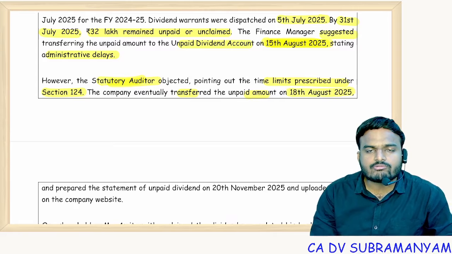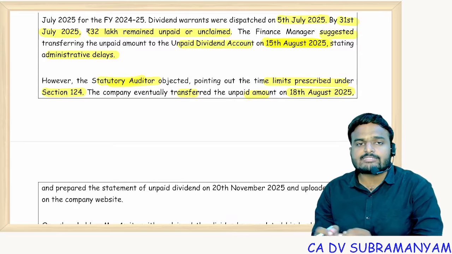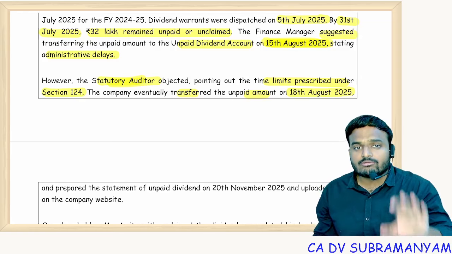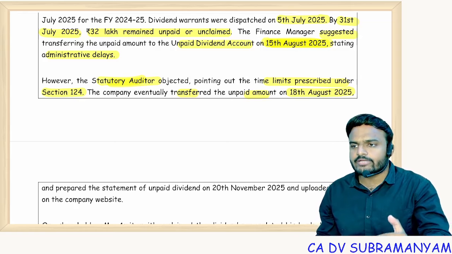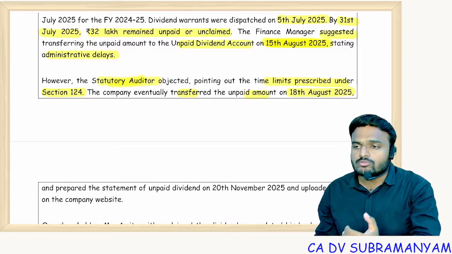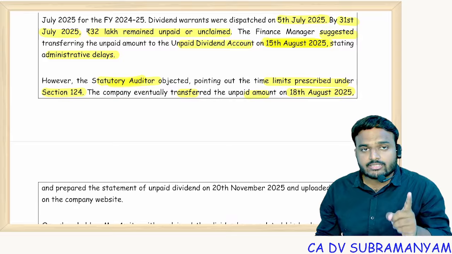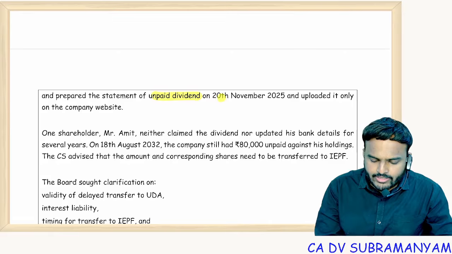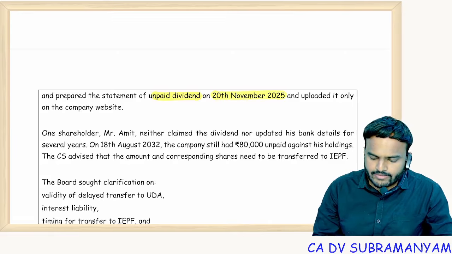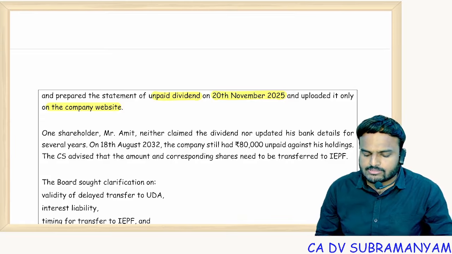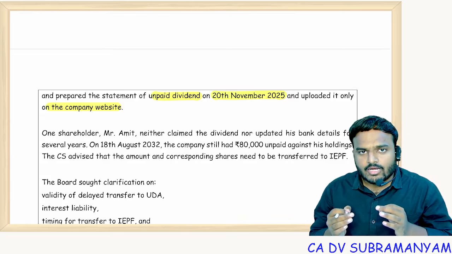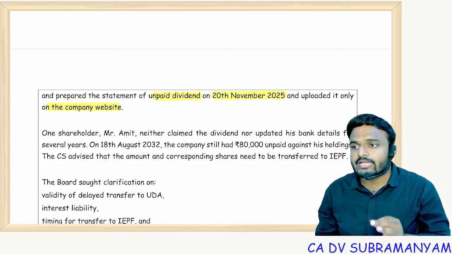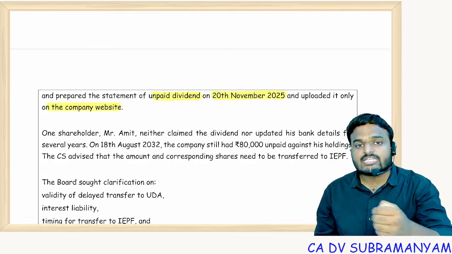Unpaid amount should be transferred within how many days? 7 days from the expiry of 30 days from the date of declaration of dividends. In total you will have 37 days from the date of declaration for transferring amounts to the unpaid dividend account, or else you have to add interest at the rate of 12% per annum. The company prepared the statement of unpaid dividend on 20th November 2025 and uploaded it on the company's website. Upload on the company's website should happen within 90 days from the date of transfer to the unpaid dividend account.